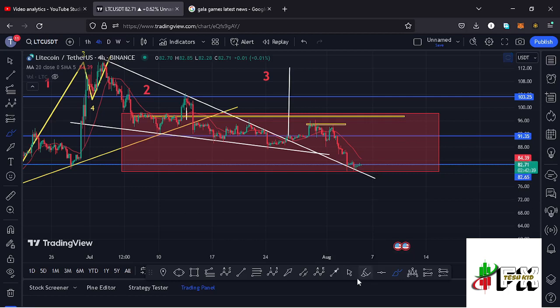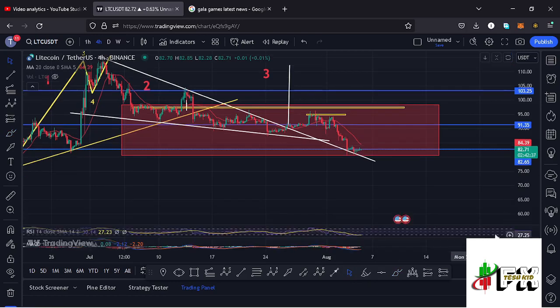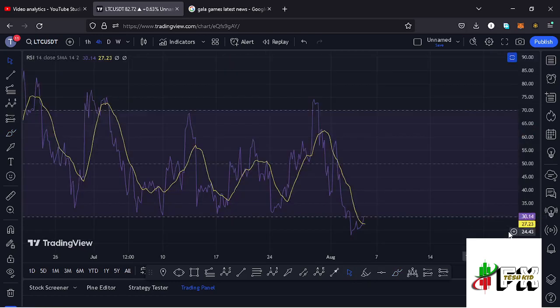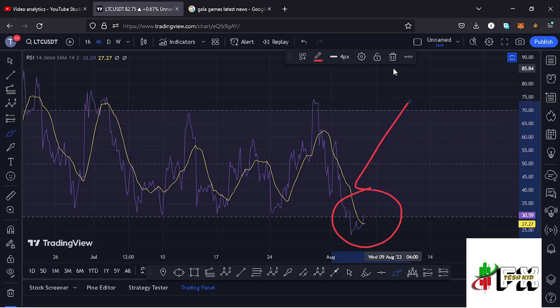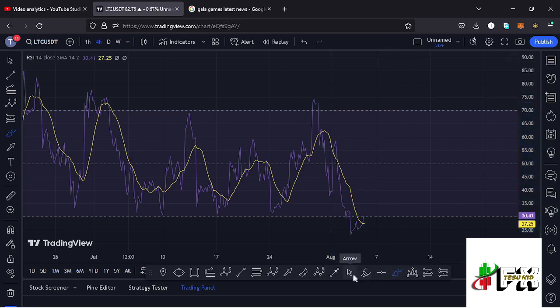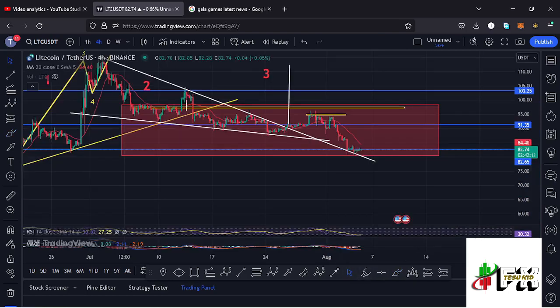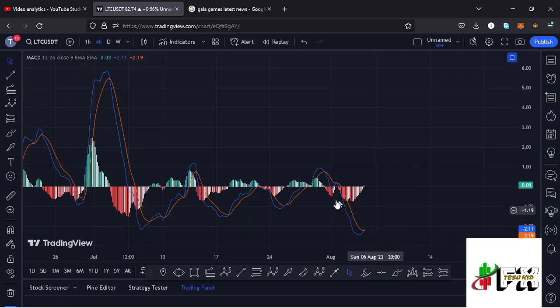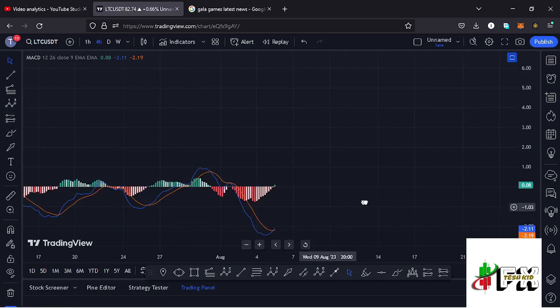Also taking a look at the indicators, on the RSI we are trading at around the 30 mark, suggesting that we have managed to get into the oversold region here on the RSI, suggesting that we fully support higher prices. Also taking a look at the MACD, on the MACD we have been able to print a bullish cross, fully supporting higher prices.